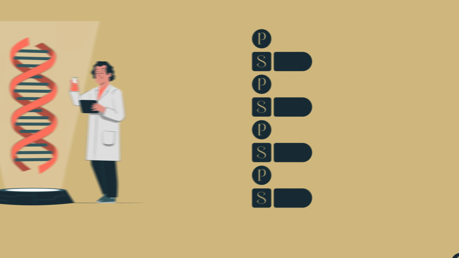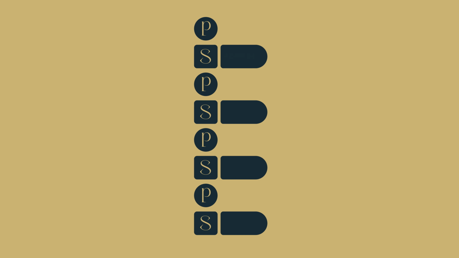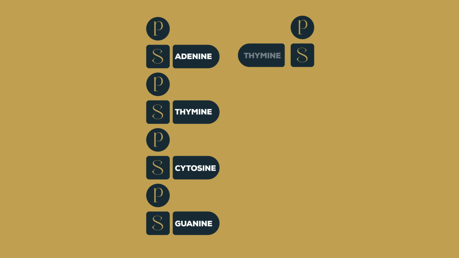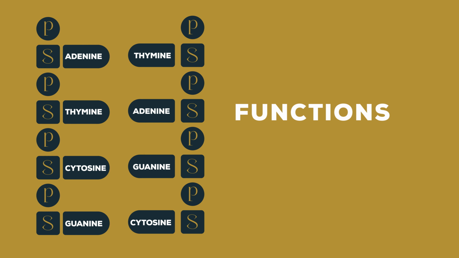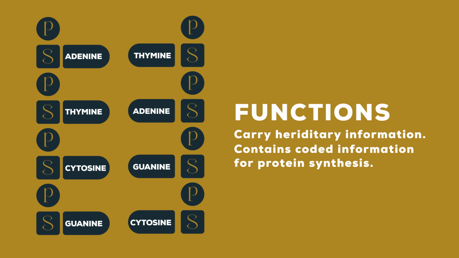The following nitrogenous bases are found in a DNA molecule: adenine, thymine, cytosine, and guanine. Adenine always pairs with thymine, and cytosine always pairs with guanine. DNA functions in the makeup of genes, which carry hereditary information. It also contains coded information for protein synthesis.